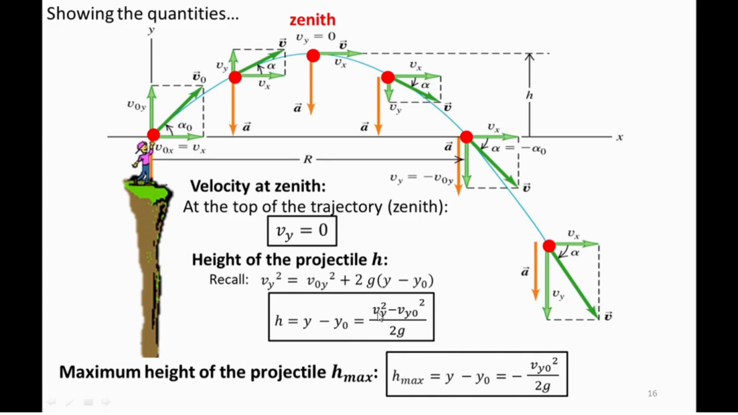So the maximum height can therefore be calculated as the negative of the square of the initial y component of the velocity divided by 2 times the acceleration due to gravity. And remember that the acceleration due to gravity is negative 9.8 meters per second squared. So do not be worried when solving for the maximum height, which is the height of this zenith, because this negative sign here will eventually be cancelled out by the negative sign of the acceleration due to gravity. So you will definitely get here a positive value for the maximum height.